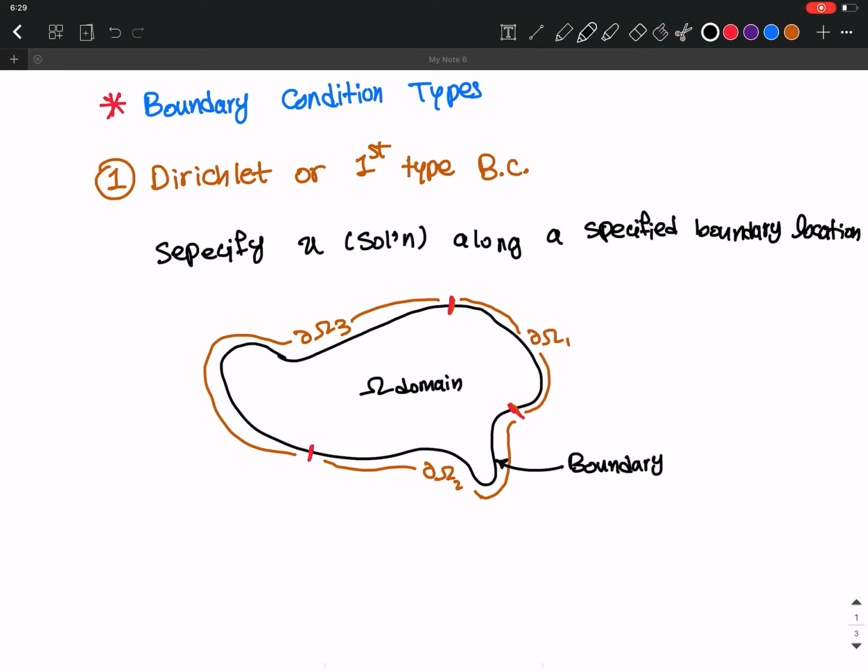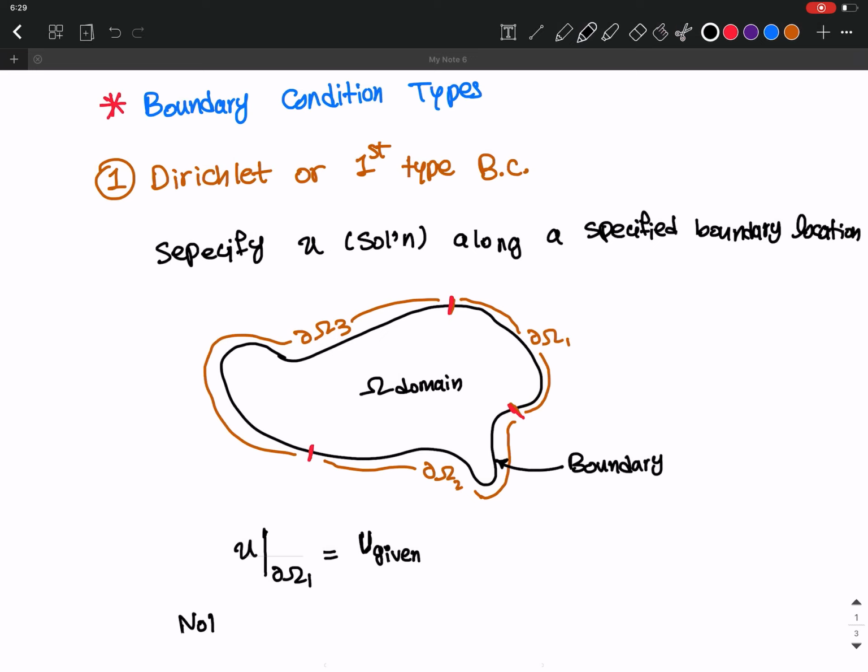So the first boundary condition, the Dirichlet boundary condition, simply says that you need to specify a solution along a specified boundary location. For example, you can say u along partial gamma 1 is going to be a given number. So it could be a u given. You can specify that. So this is the first type of boundary condition.